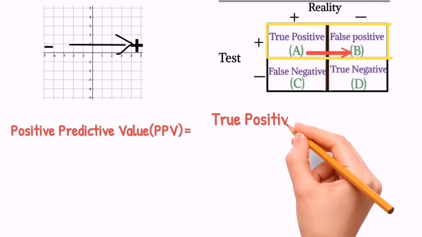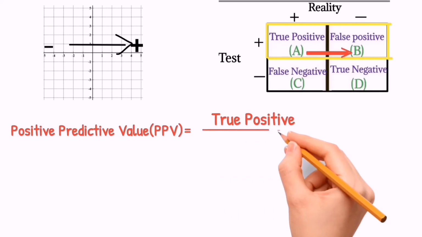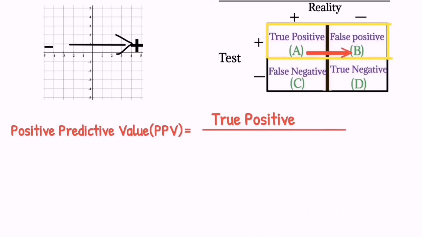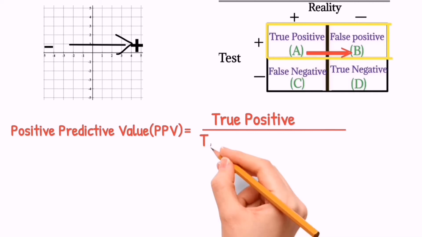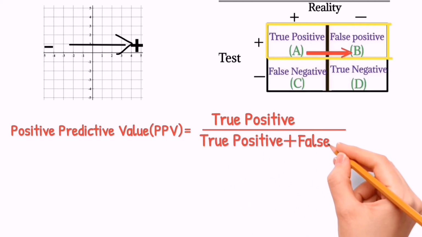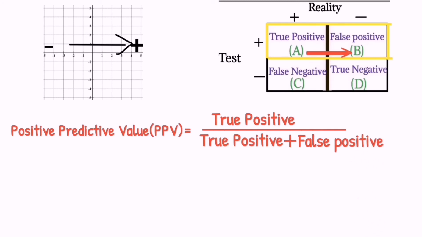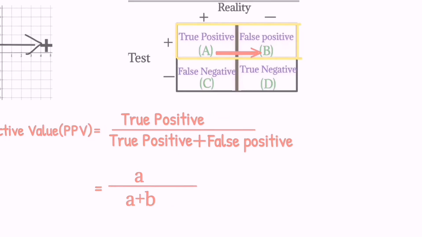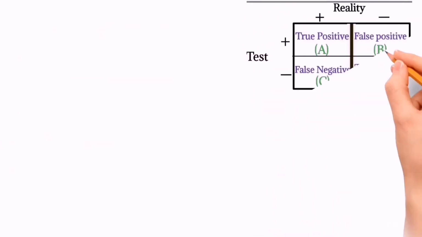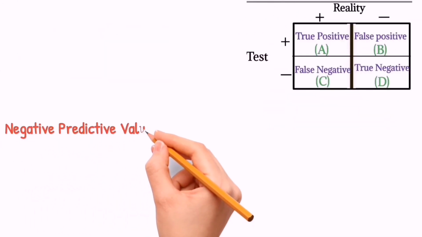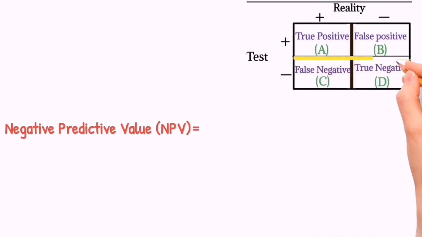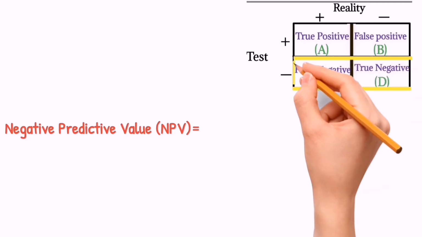The tail of the arrow represents true positive and is the numerator, while the head represents tail plus head, that is true positive plus false positive, and is the denominator. In simplified form, A divided by A plus B is positive predictive value. Again, this is our 2 by 2 table. For negative predictive value, we use the second row of the 2 by 2 table.